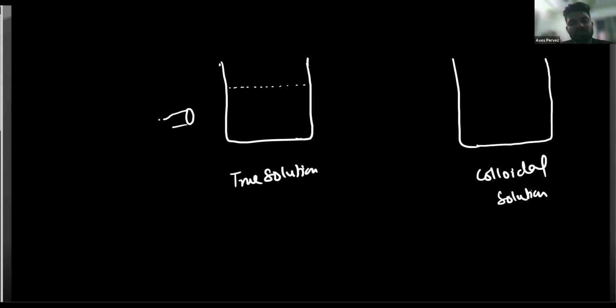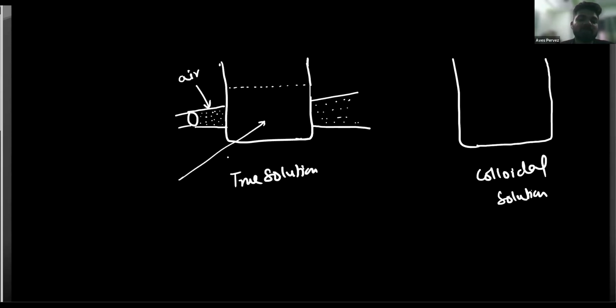For example, this is a torch, and the light beam is passing through it. How will the path be visible to us? You see the path of light here, and here the path is also visible. Why is the path of light visible here? Because here is air. Air particles, meaning the dust particles, are large enough to scatter the beam of light, so it shows the path.